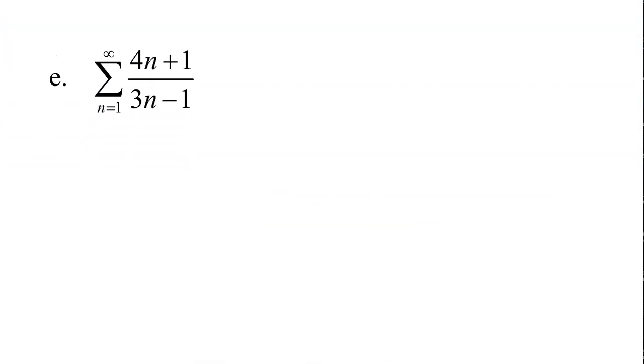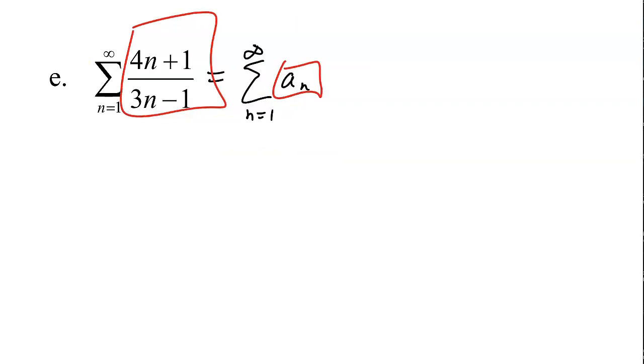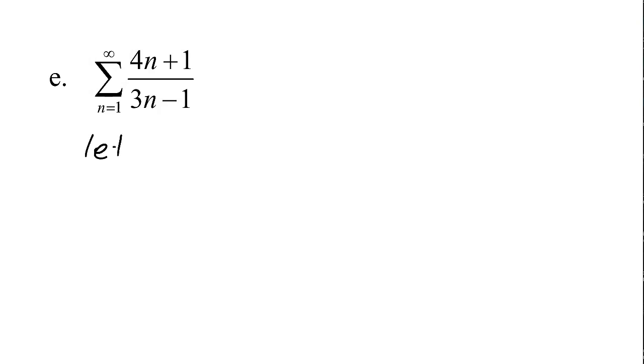So what I would say is I would personally predefine this as a sub n. So that is calling this a sub n. I'm trying to equate that for my reader. You could also say let a sub n equal 4n plus 1 over 3n minus 1. Either way you want to do that, makes no difference to me.